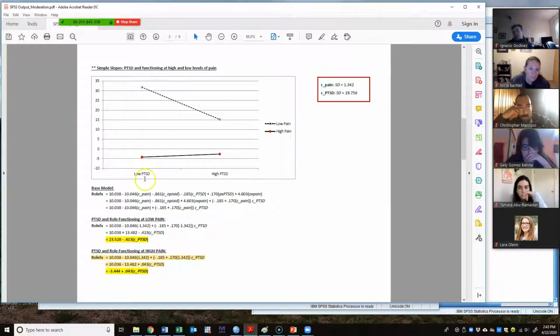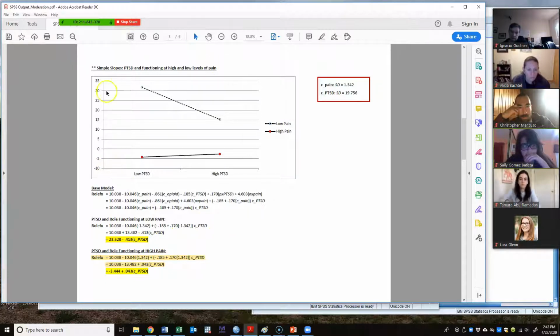So what we would say is that based on our simple slopes analysis, it looks like we have strong evidence for a negative relation between PTSD and functioning at low levels of pain, but at high levels of pain, we don't have an effect of PTSD, a conditional effect of PTSD on functioning. Okay.